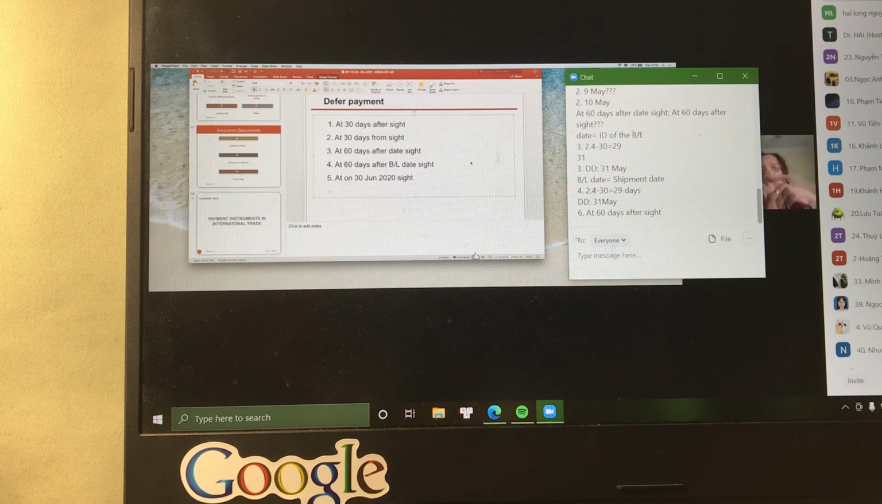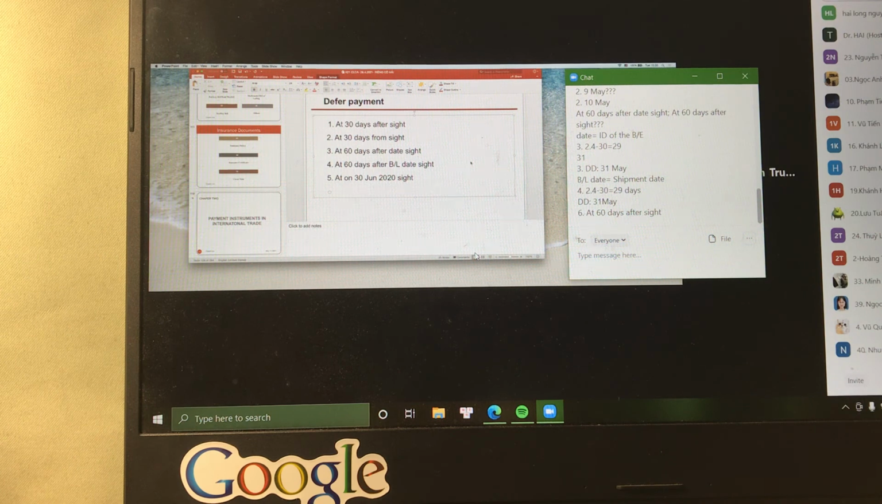Yeah. So 2 reasons for you to explain. First one is because it is easy for you to calculate the due date based on the date sight, right? Yes. But for after sight, you cannot know exactly from now. It depends on the shipment date, and it depends on how long they send documents from Vietnam, for example, to the foreign partner, right? Yes. That is the first reason.